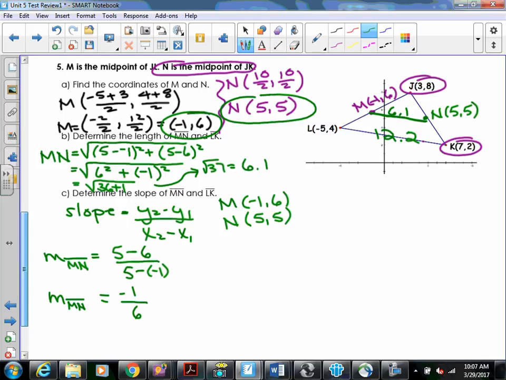Now, I don't want to do any extra work that I don't have to do, so I need to remember this rule. I just told you that MN is a mid-segment. It is parallel to the third side. So if segment MN is parallel to segment LK, do I have to do any more work to figure out that slope? I shouldn't, because what do you know about the slopes of parallel lines? They have the same slope. So if those lines are parallel, they have the same slope.